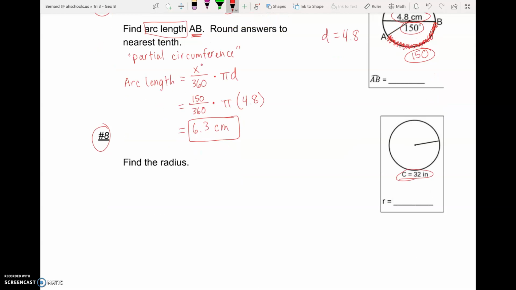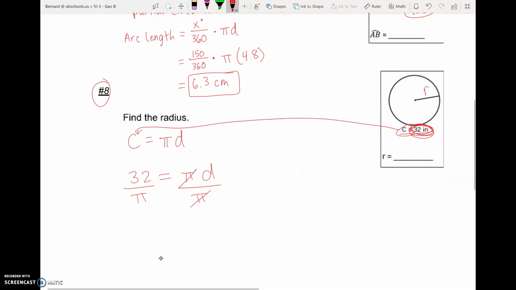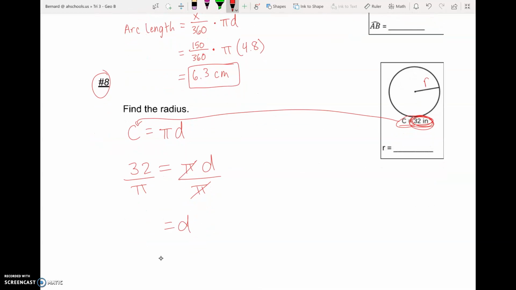Now the last one is a working backwards problem. They've given us our circumference, and we want to know our radius. And so remember, circumference equals pi times diameter. And so we can solve for our diameter here. And then remember, we'll just divide by 2 because our radius will be half of our diameter. Now, our circumference is 32. So we're going to plug that into the C part. So 32 equals pi times diameter. So all we have to do is divide by pi here. And that'll give us our diameter because these pi's will cancel out, leaving us with diameter on the right side.